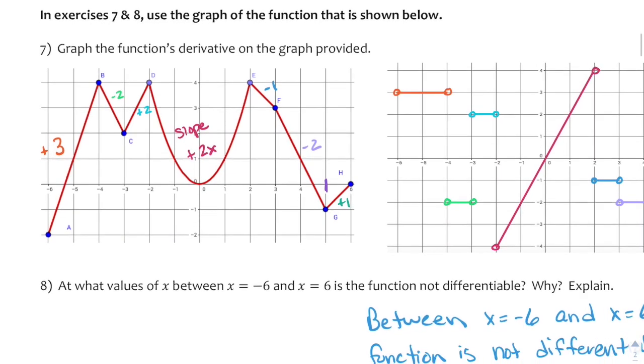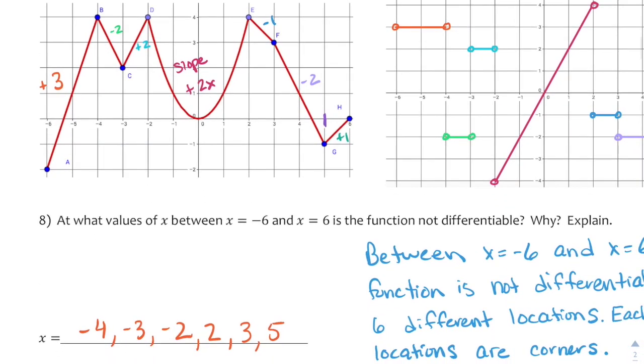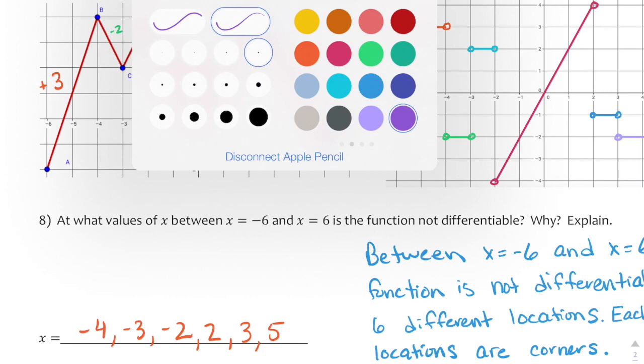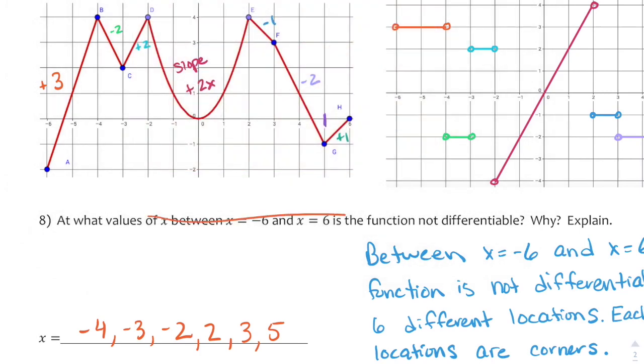So the locations where my derivative does not exist, which is this question right here, between -6 and 6, not including -6 or 6, just between, are at the locations B, C, D, E, F, and G, which are at x equals -4, -3, -2, 2, 3, and 5.